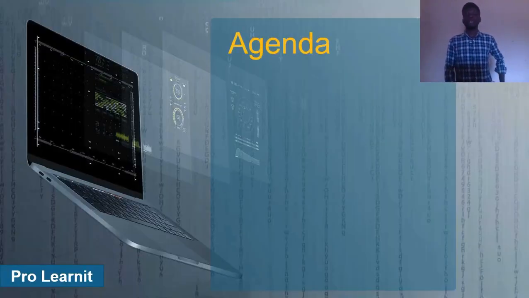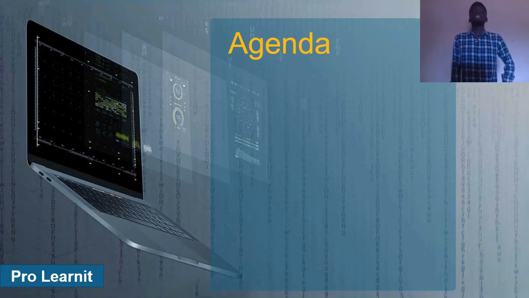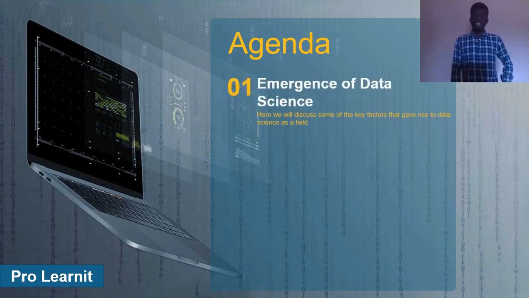So the agenda for this course today: the first thing we're going to be discussing is the emergence of data science. In discussing the emergence of data science here, we'll talk about some of the contributing factors, about 3 of them, that have resulted in the rise of data science in our world today. This is not the first time we're hearing about data science, but in the 21st century, the word data science is emerging. And we're going to look at some of the contributing factors that have resulted in the emergence of data science in the 21st century.